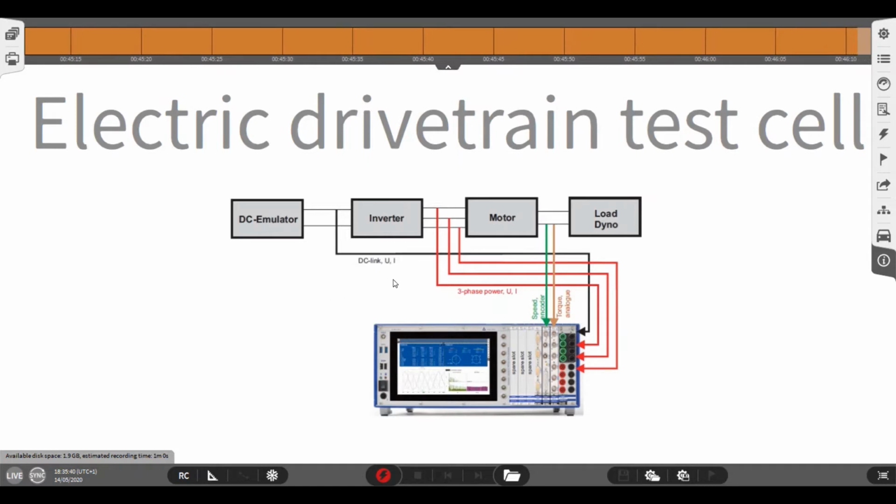Here is a schematic of an electric drivetrain test cell. Here we see a DC emulator, inverter, motor and load dyno, and the W2 PA7 power analyzer. Here we see the signal inputs to the PA7: DC link voltage and current, three-phase power voltage and current, speed and torque. The PA7 power analyzer has the Oxygen data acquisition and analysis software installed on it. I will now show you the data channel setup in Oxygen for the power and efficiency measurement.